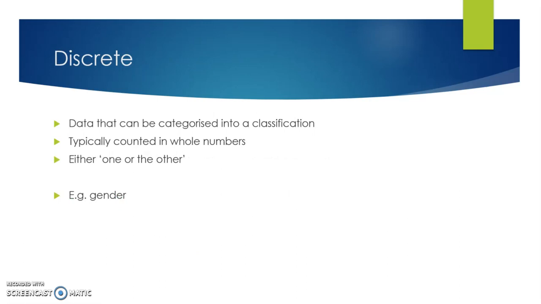So there are 4 levels of data that we will look at. The first of these is discrete data, which is data that can be put into categories. Discrete data is usually counted in full or whole numbers, and when put into categories, it is usually one or the other. For example, gender, you're either male or female, or smoking status, you either smoke or you don't.